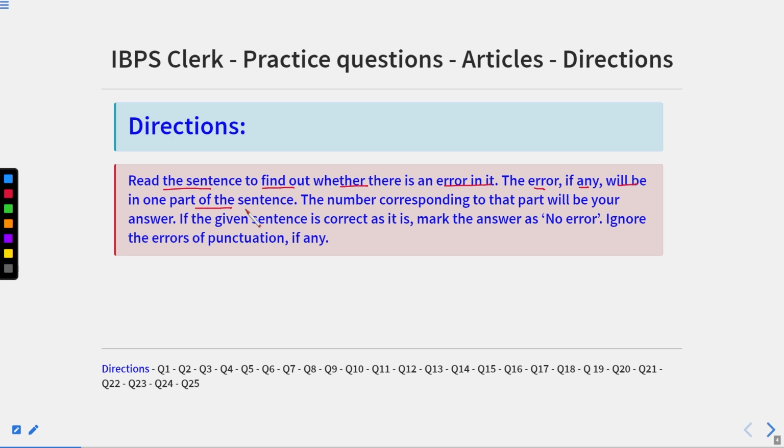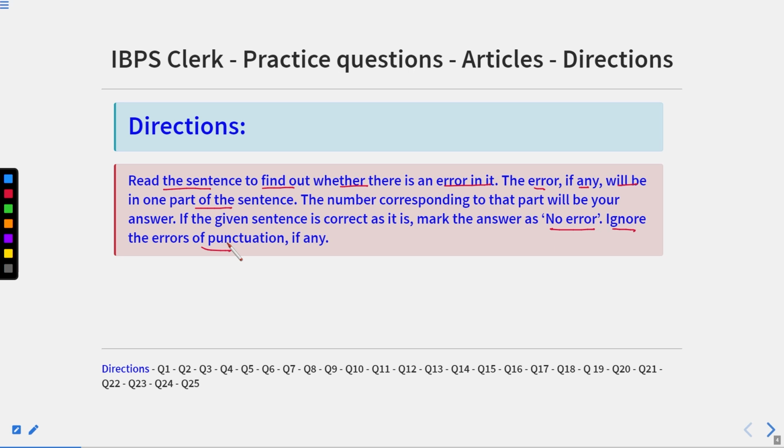Now, if the sentence is entirely correct, is absolutely correct, then we have to mark our answer as no error. That means the fifth part will be no error. So our answer will be no error in that case. Now ignore the errors of punctuation. Now we have to look for the grammatical errors only. If it is a punctuation error, that does not matter at all.